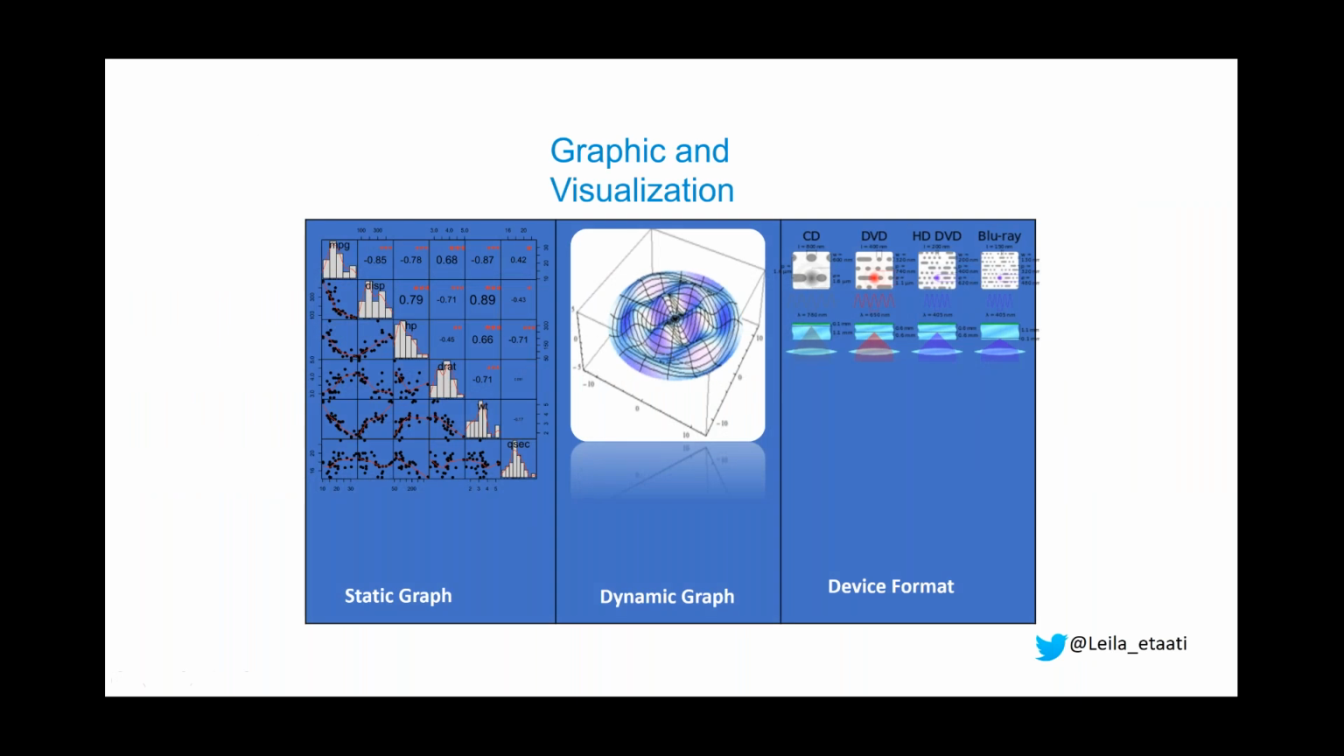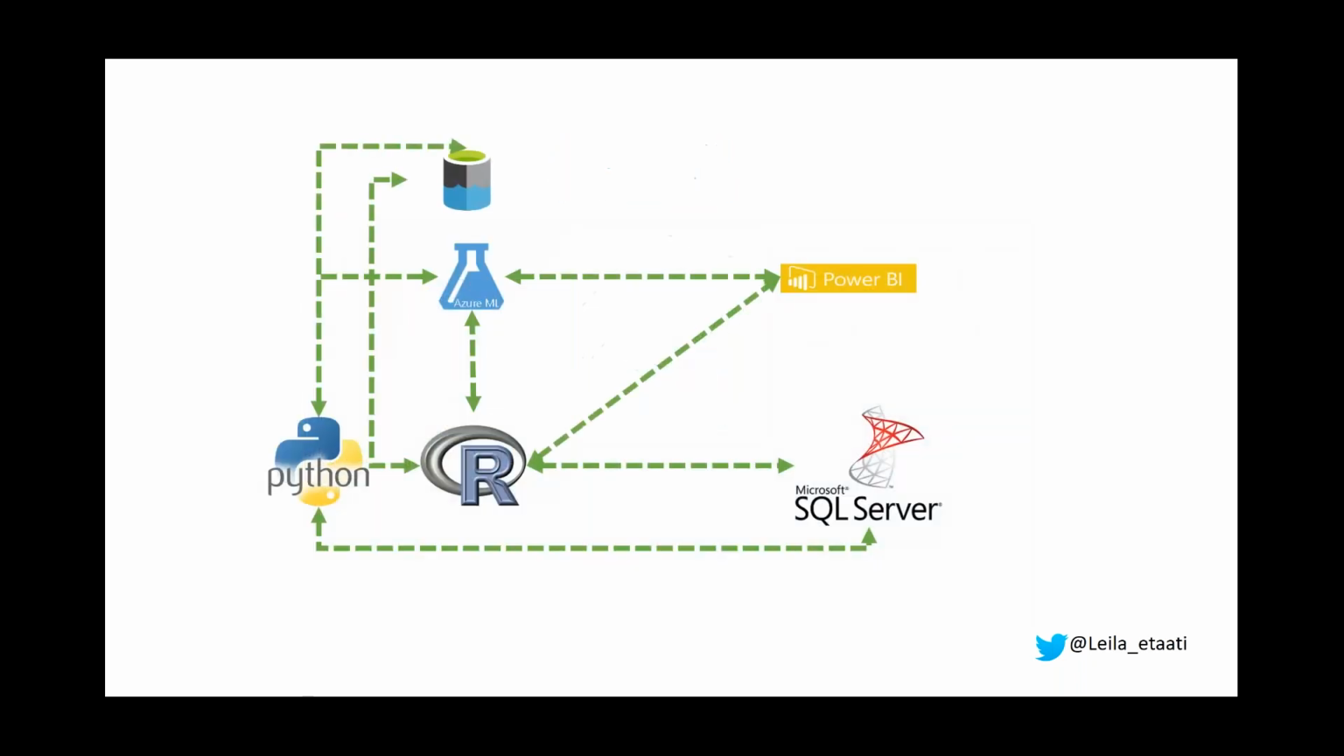So R has been used for different purposes. R is not just for machine learning. R can be used for big data analysis, for visualization, and for different purposes. In this session, I'm not going to focus on the machine learning use of R. I'm going to look at how we can use it as a good visualization tool.